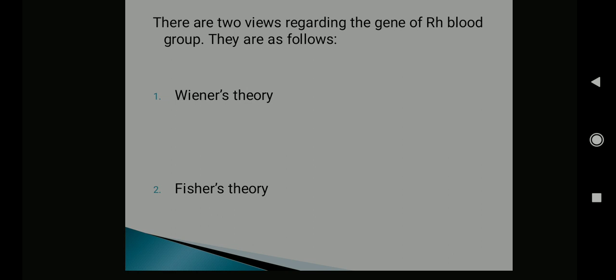He proposed the symbols of the three dominant genes as C, D, E. The recessive alleles are small c, small d, small e. An Rh negative person should have the genotype small c, small d, small e. If any one of the dominant genes is present, the person will be Rh positive.